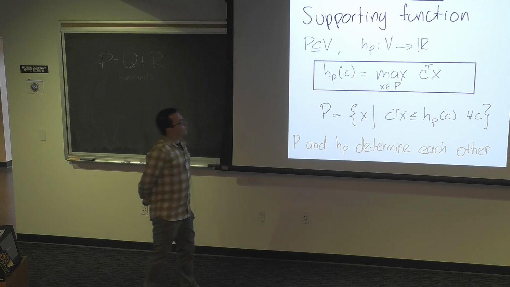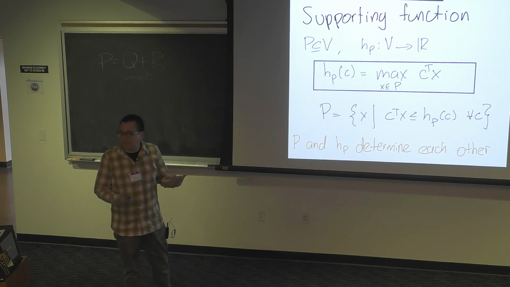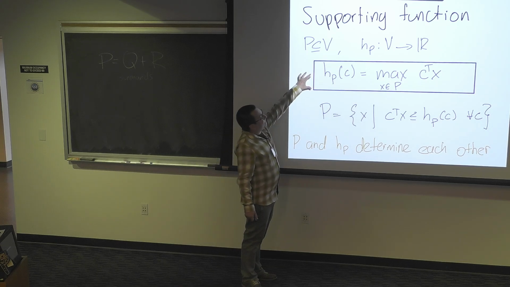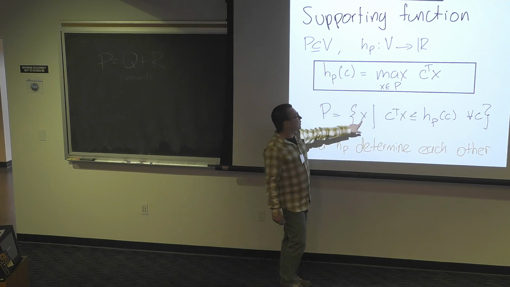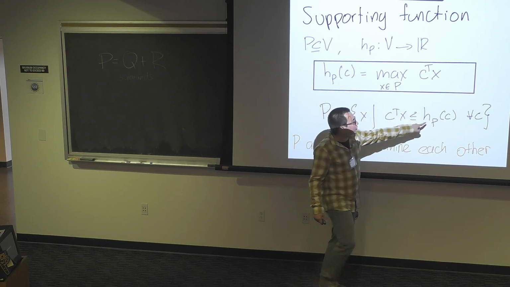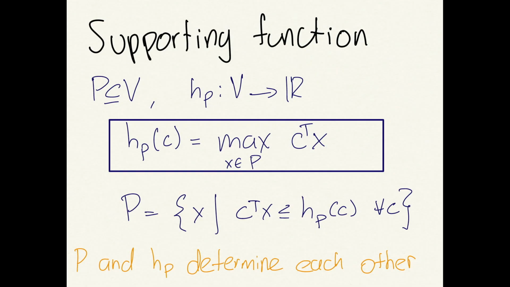Some boundary cases: what if c is 0? If c is 0, I'm getting the maximum of 0, which is the whole polytope. This is related to the fact that the whole polytope is a face. Well, this is the function that depends on P, but P also depends on the function. You can define P as all x's in the vector space such that when I point in that direction, this is at most that function. So this is almost like a tautology, but it is an important one, because that means that if I have P, I have the support function. But if you give me the support function, I can define P. So they are both completely determined by each other.